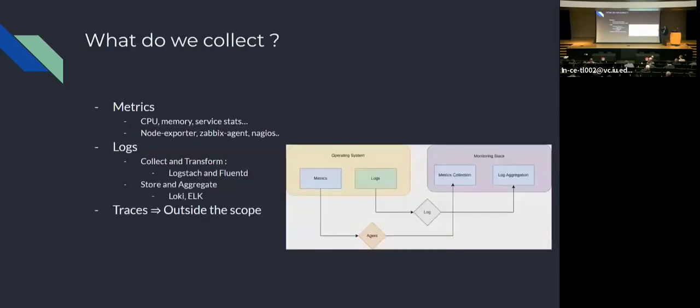So if we're only focusing on metrics and logs, we're looking at the operating system and using some sort of agent to collect the CPU, the memory, and the service stats on it. And for the logs, we have some sort of log transformation tool, such as Logstash or FluentD, that collects them and sends them to a certain log aggregation utility.